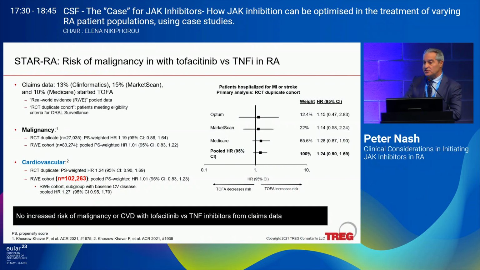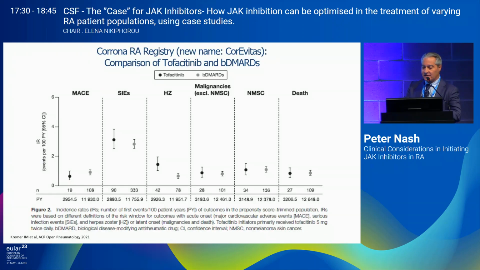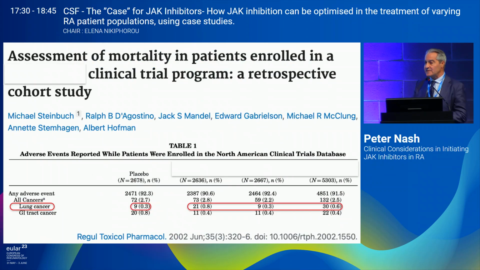Because they've not been able to show this difference when they look in 100,000 people in the STAR study or the CORRONA registry. So is it a quirk of the study? Are TNFs more protective, etc., etc.? I just ask you to roll your mind back to EULAR in Glasgow many years ago when this paper was presented. And look, placebo only had 9 lung cancers. This drug that I've hidden had 30. What should we do with the black box warning for this drug? Guess what it was?